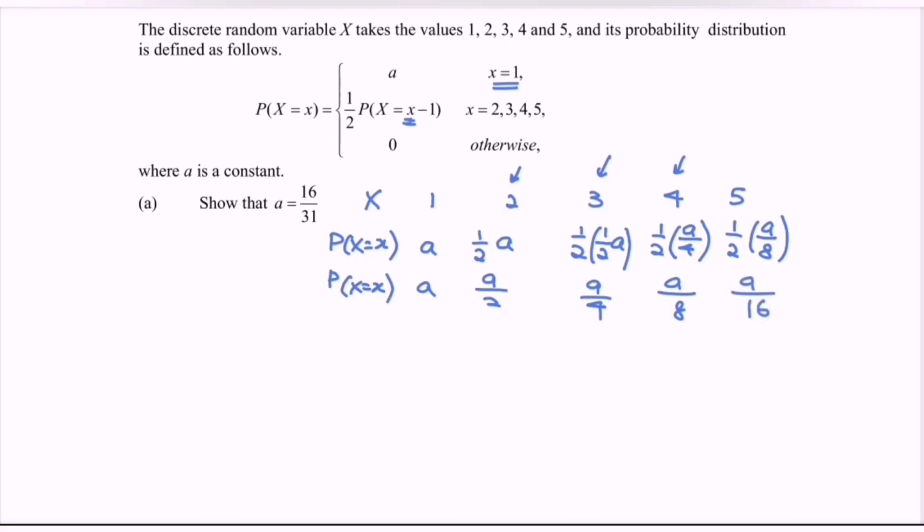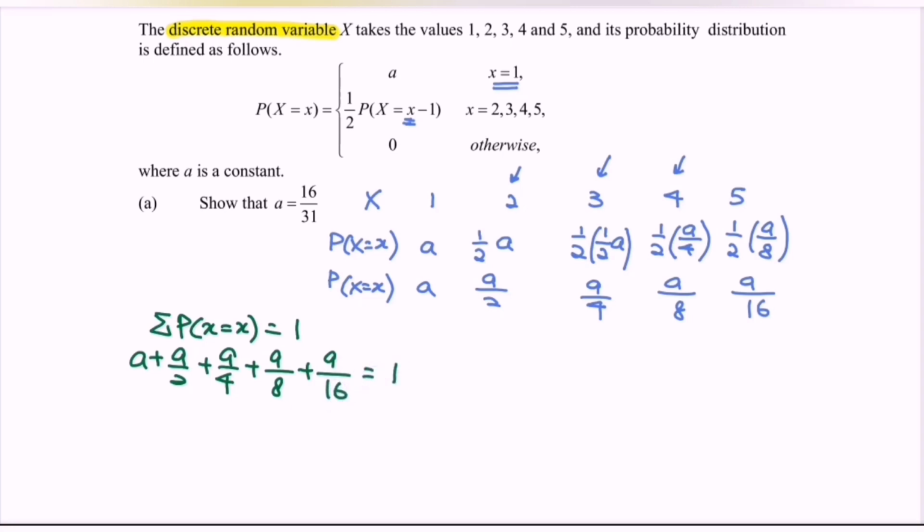So the question shows that a is equal to 16 over 31. Kindly refer to the situation, we have a discrete random variable, meaning that the summation of the probability must be equal to 1. So now we have to sum up everything. We have a plus a over 2 plus a over 4 plus a over 8 plus a over 16, which is equal to 1.